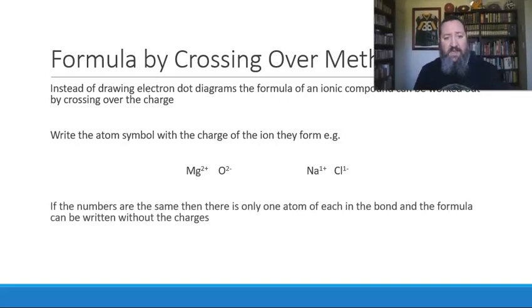Now, if those numbers are the same, so magnesium is 2+, oxygen's 2-, sodium is 1+, chlorine's 1-, then the charges balance out, they all cancel, everything adds up nicely, they're all neutral, and so you can basically put those two atoms together, and that gives you the formula for the resultant compounds. So magnesium oxide and sodium chloride here.